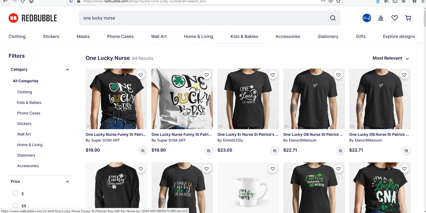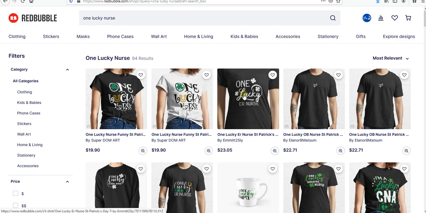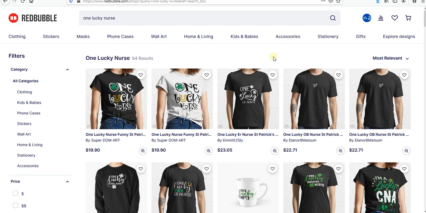You can just put up your design, and we know that Redbubble is one of the best print-on-demand websites where people like to buy t-shirts. So start right now, guys.